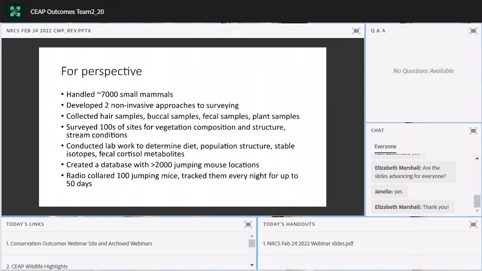And for perspective, all the people listed on the previous slide helped with setting traps or track plates. They handled small mammals, they collected samples for analysis, they surveyed vegetation at sites, they analyzed samples in our labs, we created a database of locations for mapping the species, we collared a lot of jumping mice and stayed up a lot of nights tracking them, so there's a lot of sweat in this project.